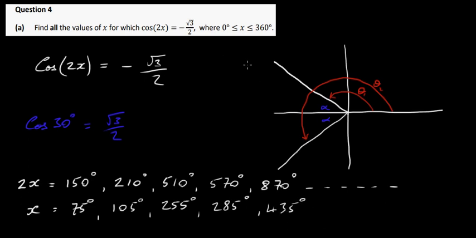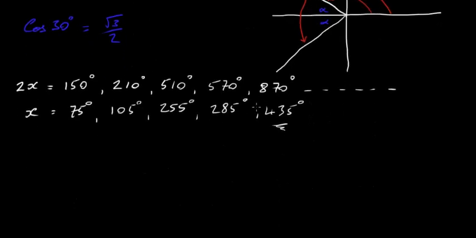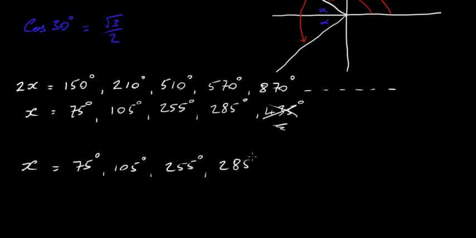Now, remember these are our x's, and it says up here that x needs to be between 0 and 360 degrees. We've just gone beyond 360 degrees here. So really this one we can discard. Really our x then is going to be 75 degrees, 105 degrees, 255 degrees, and 285 degrees. These are our x values.